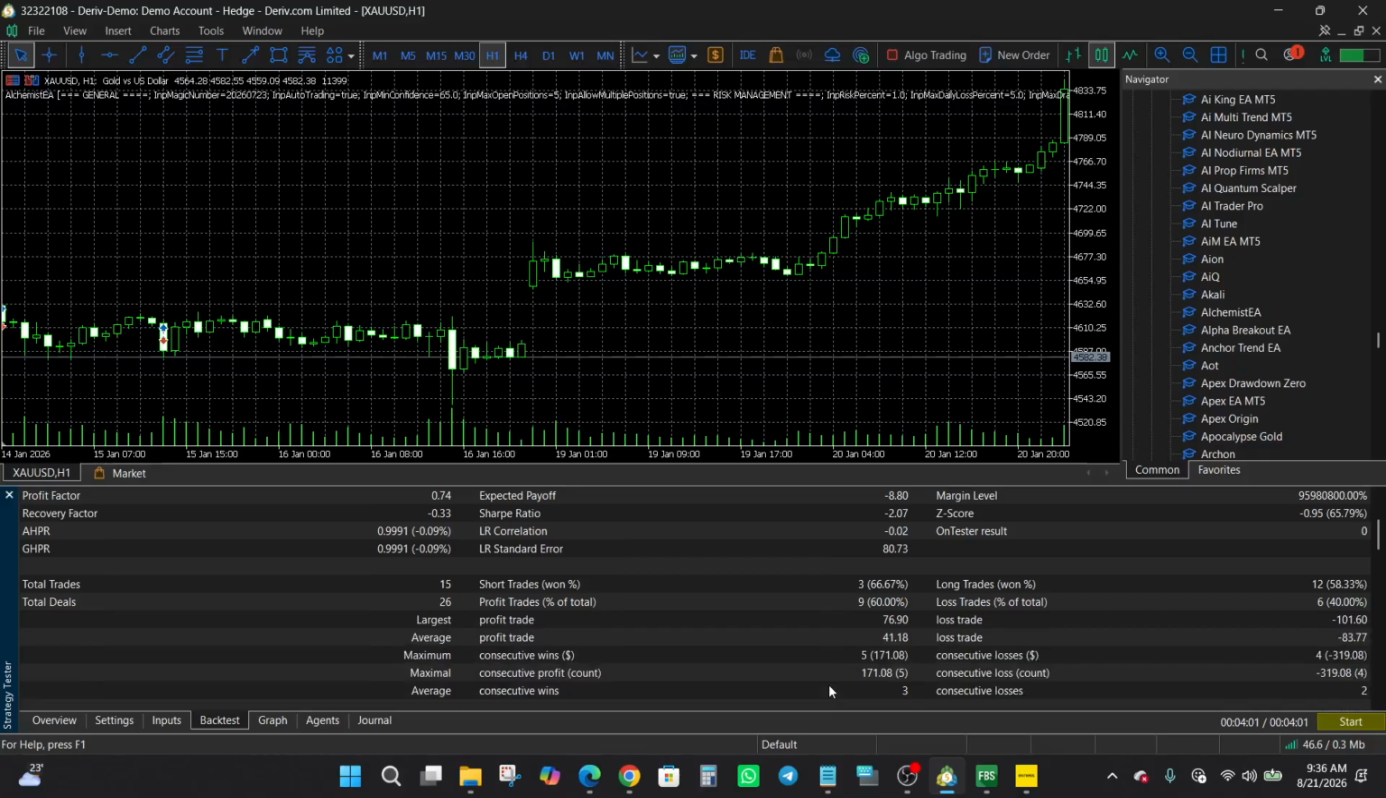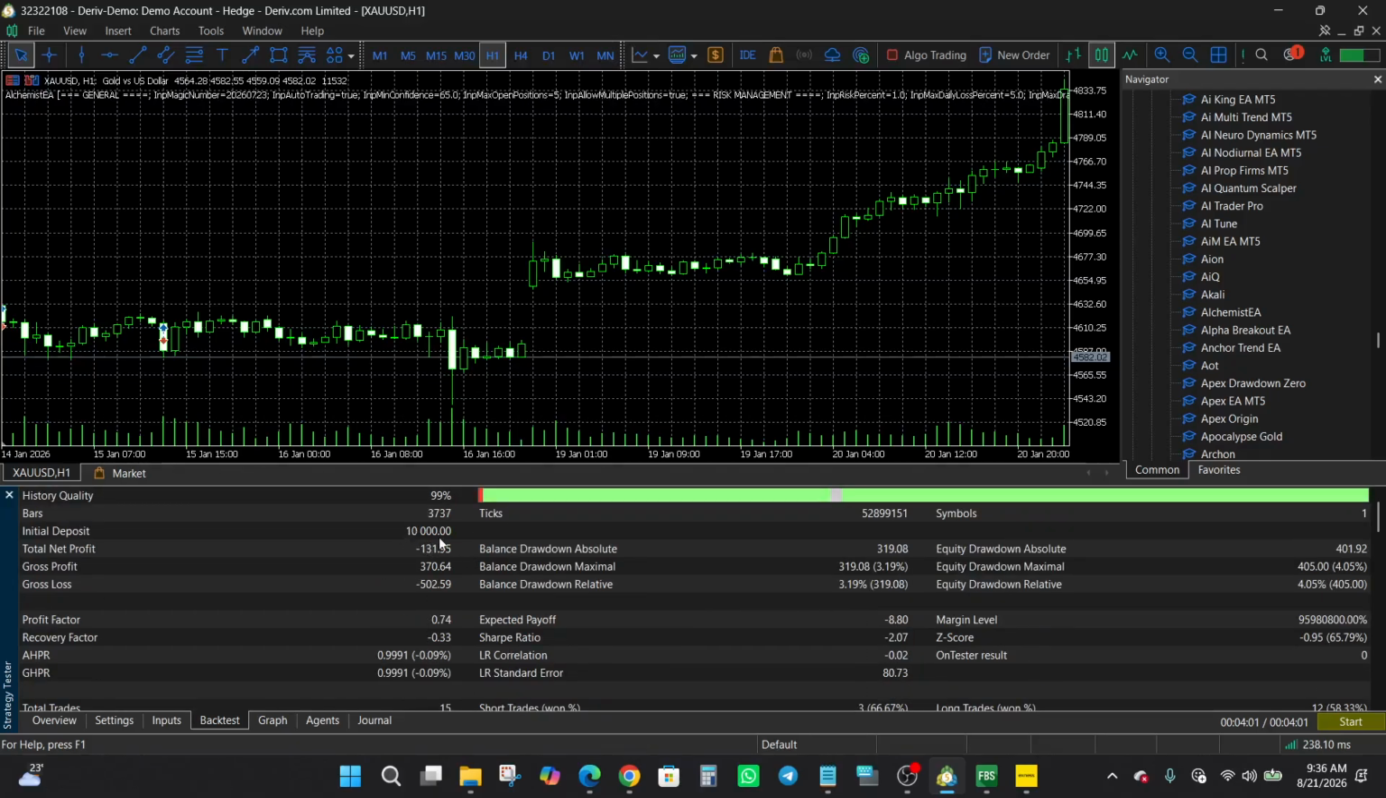But then when you look at the average profit, it is $41.18. When you look at the average loss, it's $83.77. So one of the main things that resulted in the negative net profit is the fact that the risk to reward ratio is bad. You can see that the average loss is a little bit more than double of the average profit. So when you put that side by side with the win rate, it's not surprising to see a negative net profit.